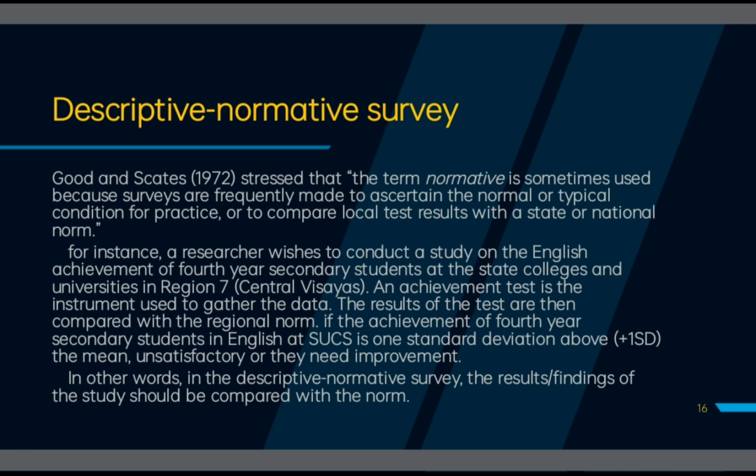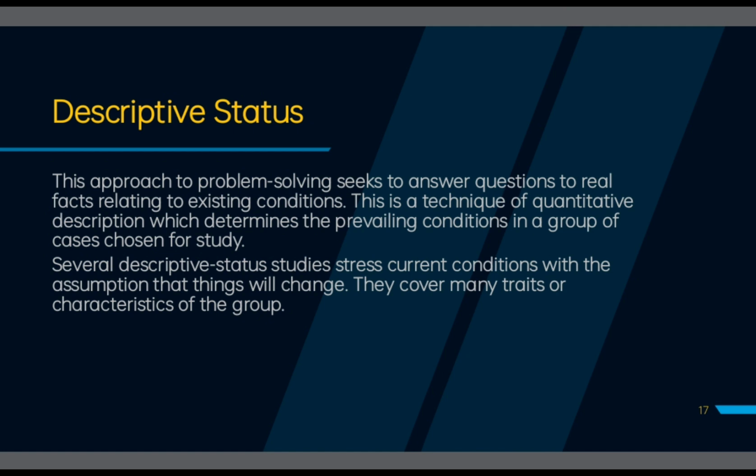An achievement test is the instrument used to gather the data. The results of the test are then compared with the regional norm. If the achievement of fourth-year secondary students in English at SUCs is one standard deviation above the mean, it is satisfactory; otherwise, unsatisfactory, or they need improvement. In other words, in a descriptive normative survey, the results or findings of the study should be compared with the norm. Descriptive status.